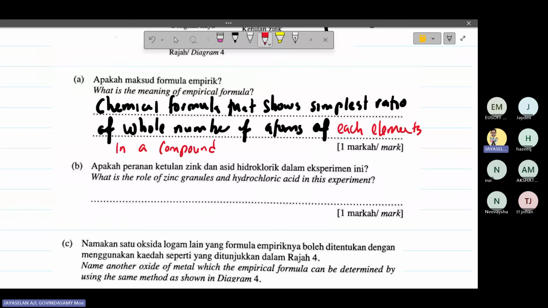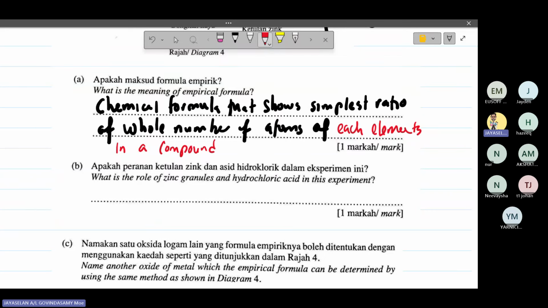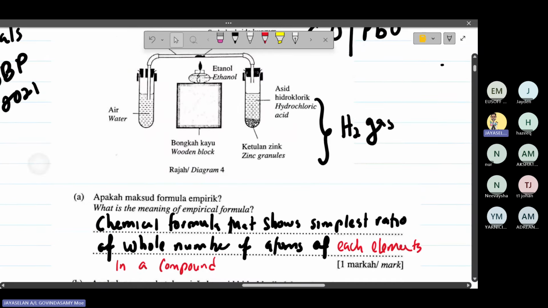Form 4 banyak kita buat salah kan, form 3 pun form 5 pun banyak buat salah kan. This time jangan buat salah. Make sure kalau keluar, make sure full mark. Okay, any question? No question, eh?